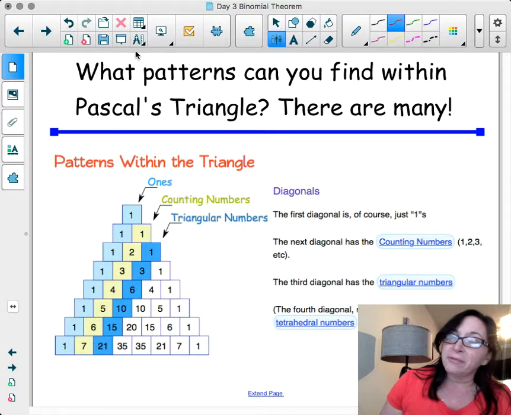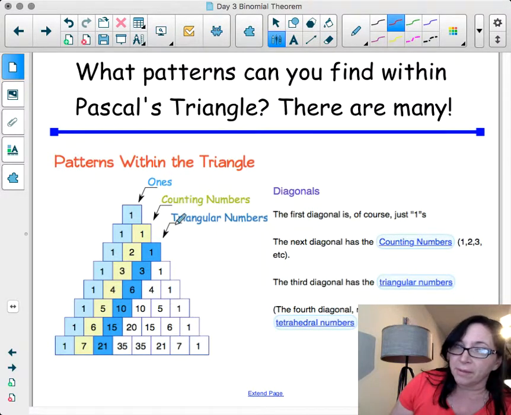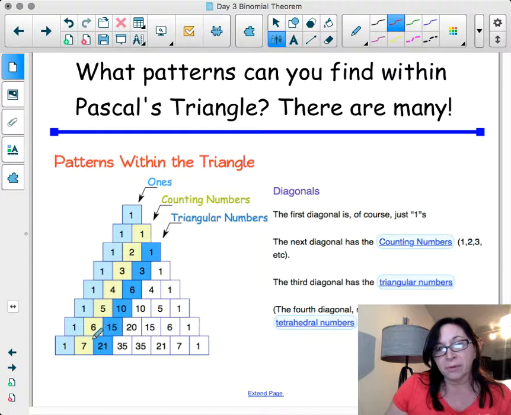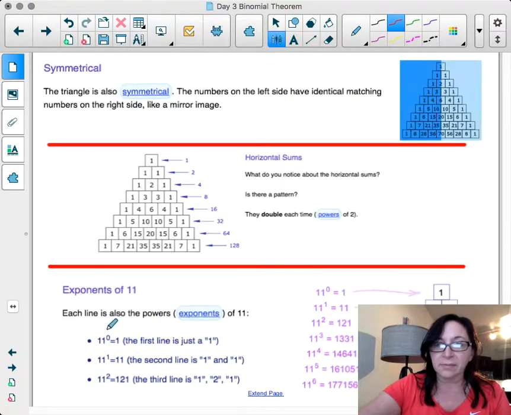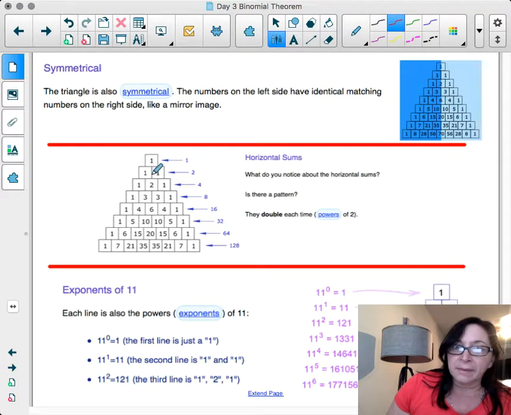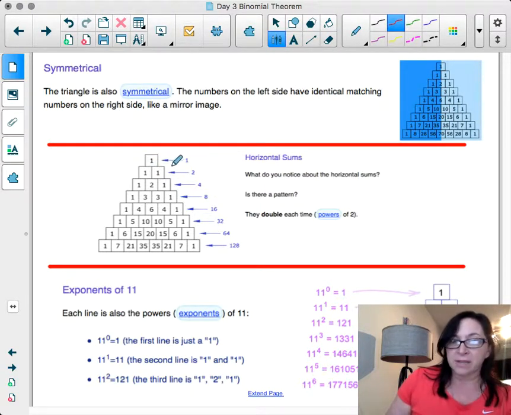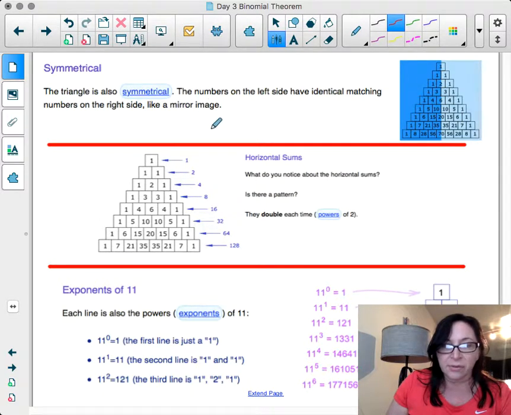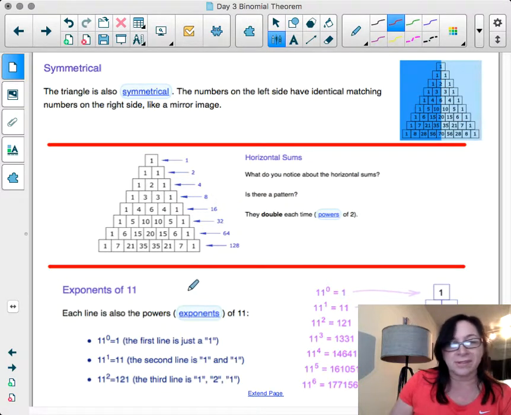There's a lot of patterns you can find with Pascal's triangle. Here's a few of them. Patterns with one triangle. So we have our ones, we have our counting numbers, and then we have our triangular numbers right here. Pascal's triangle is symmetrical. Another thing is that it has horizontal sums that look like this: 1, 2, 4, 8, 16, 32. If you notice about these, this is 2 to the 0, 2 to the 1, 2 squared, 2 to the third, to the fourth, etc.